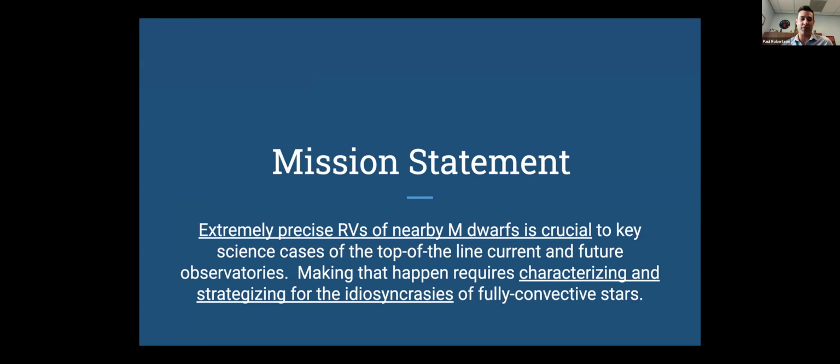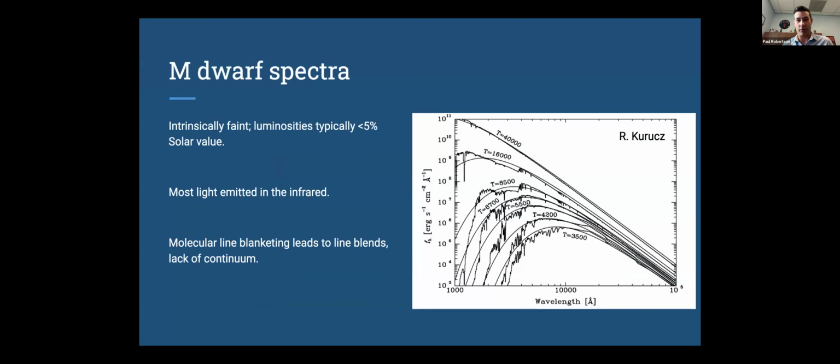And so with that, I'll start by flashing up some M dwarf spectra. Again, this is going to be a review for most folks, but they are intrinsically faint. So notice the y-axis on this plot. These stars are getting exponentially fainter as they get cooler. And the black body peak is obviously shifting towards the infrared.